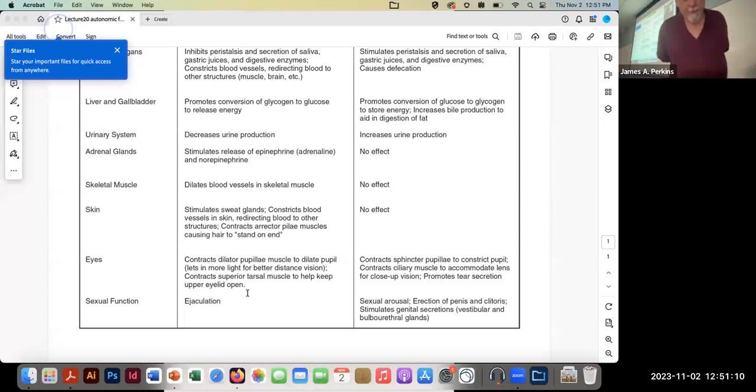And then most of the process of sexual function is controlled by the parasympathetic system. So arousal and various secretions are all controlled by parasympathetic, but ejaculation itself is actually controlled by the sympathetic system.